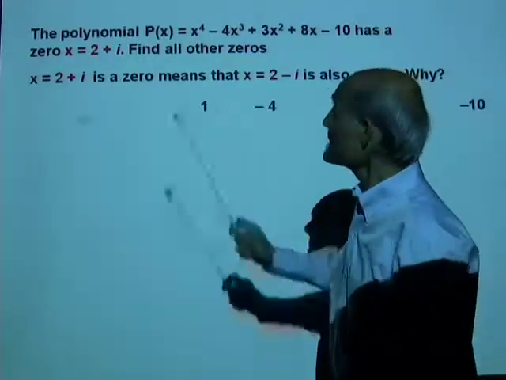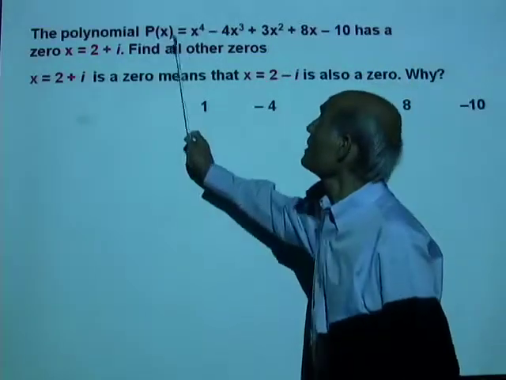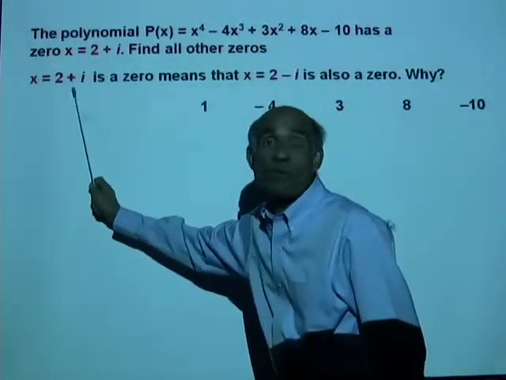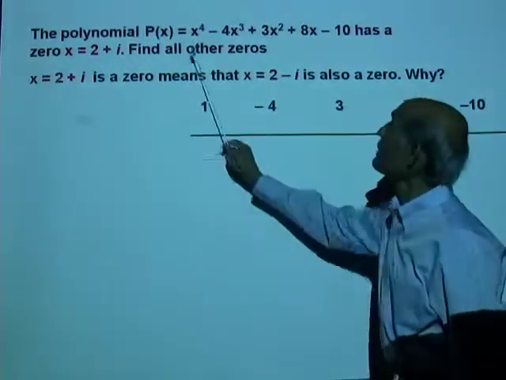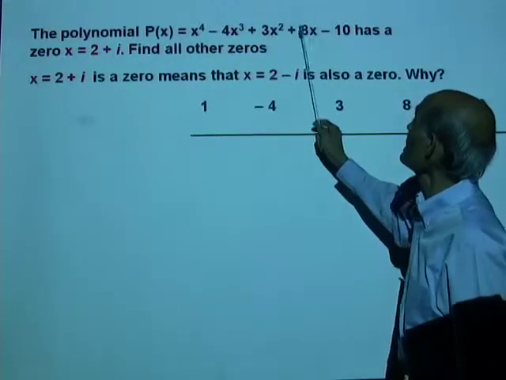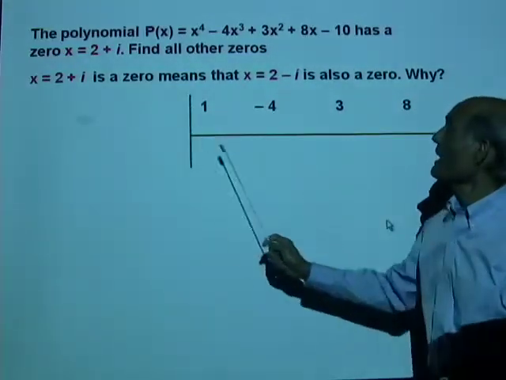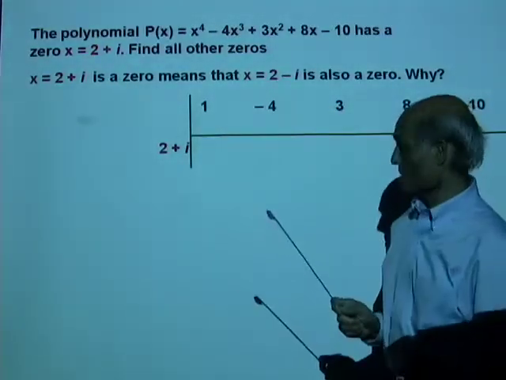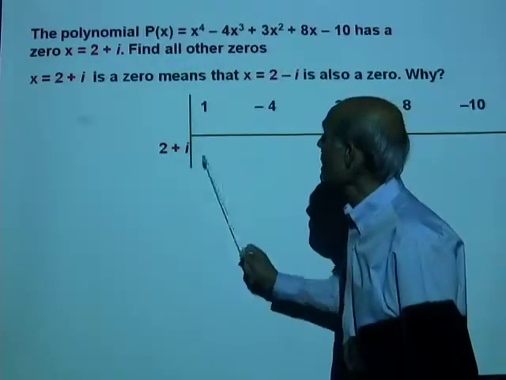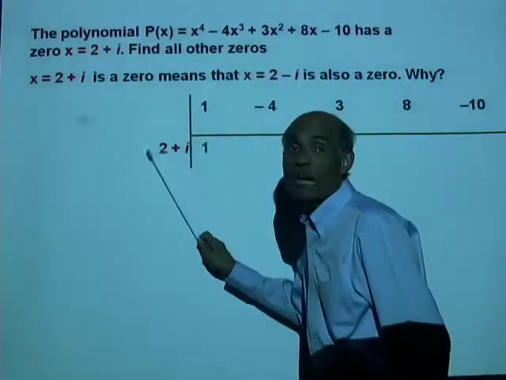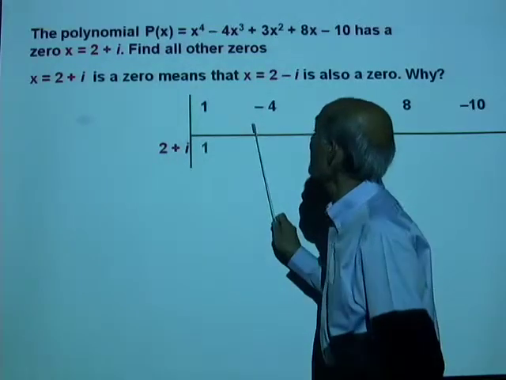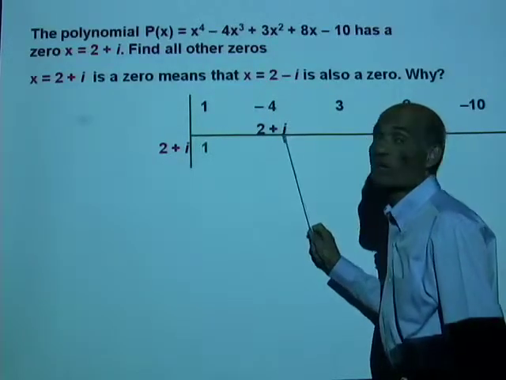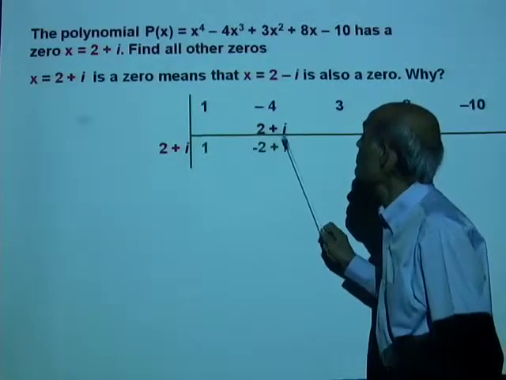All right. Let's do a synthetic division of the polynomial coefficients by this zero. So that will be 1, negative 4, 3, 8, negative 10. And the zero we are going to use is 2 plus i. Bring down the 1. 1 multiplied by 2 plus i will be 2 plus i. Now add: negative 4 added to 2 plus i will be negative 2 plus i.